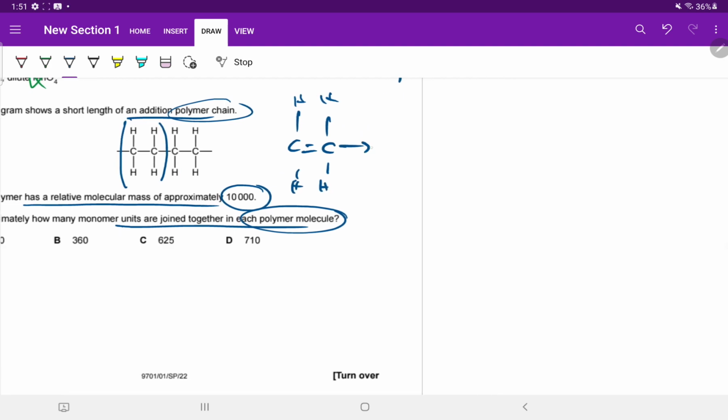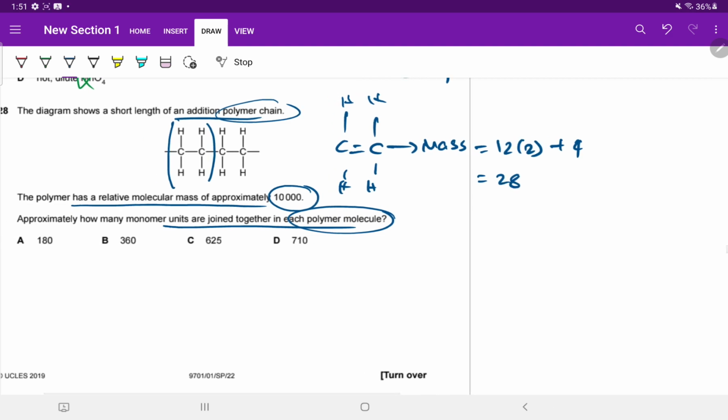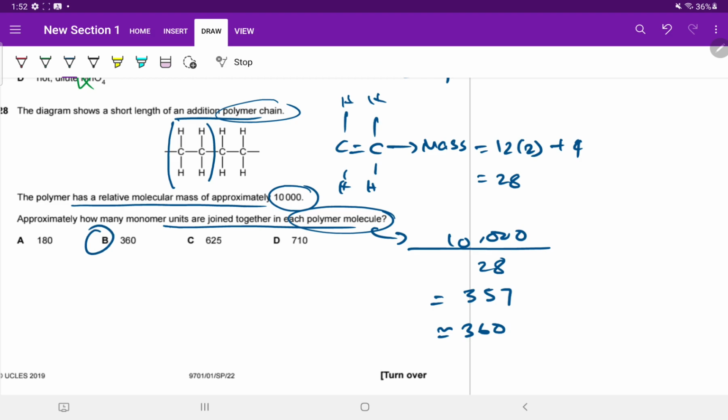Okay, so if we calculate the mass of this, which is basically 12 times 2 plus 4, this will give us 28. So the number of monomer units is basically 10,000 divided by 28, which will give us 357, which is approximately 360. So B is our correct response.